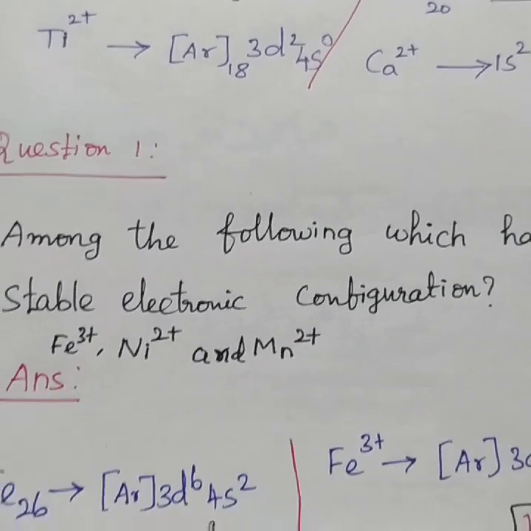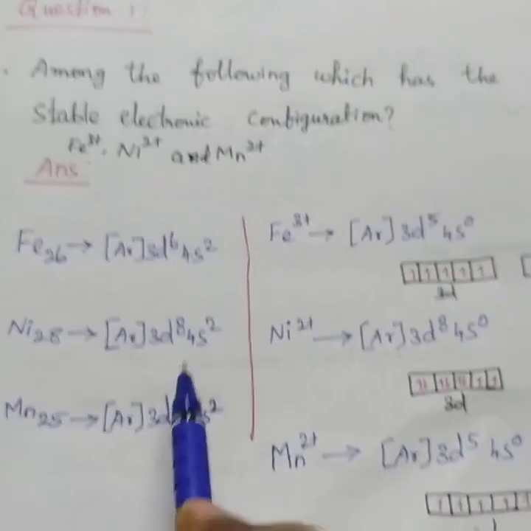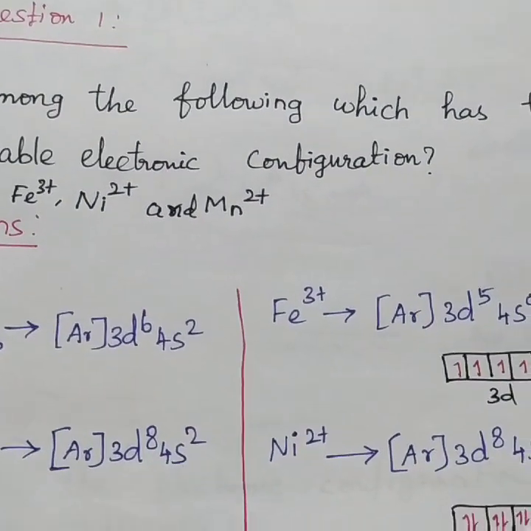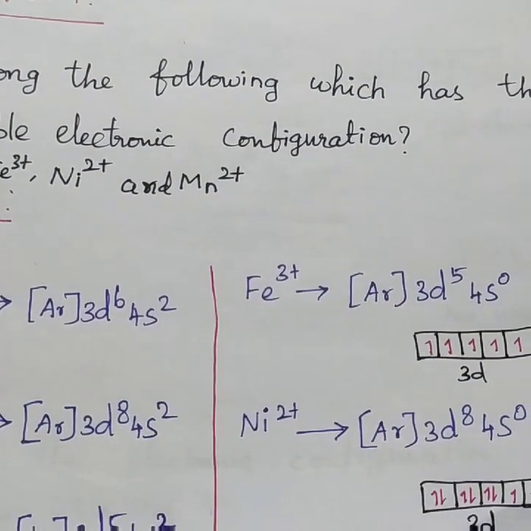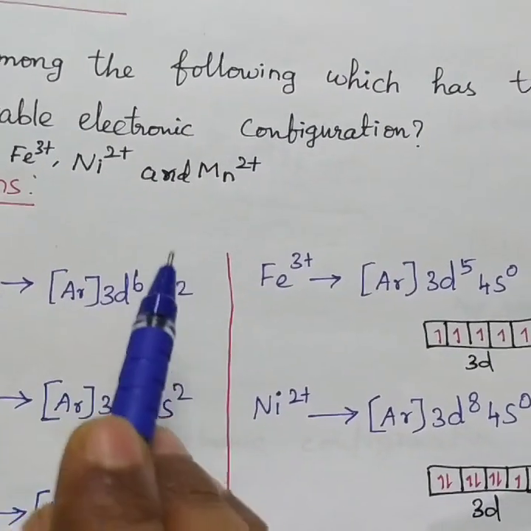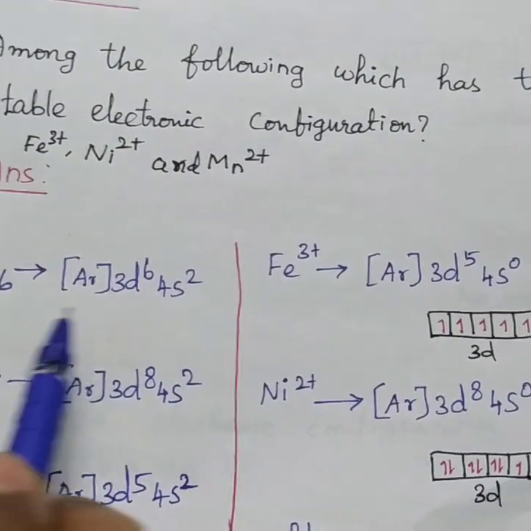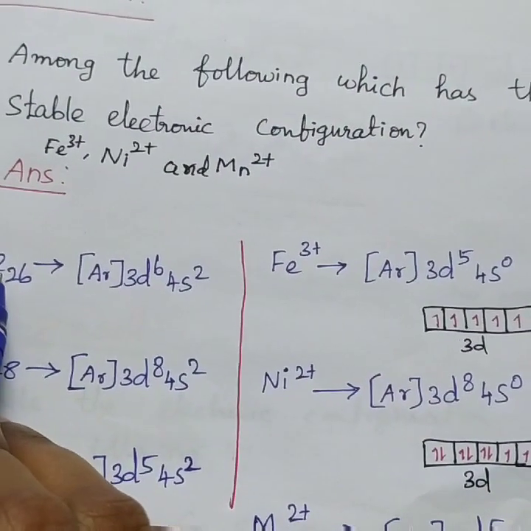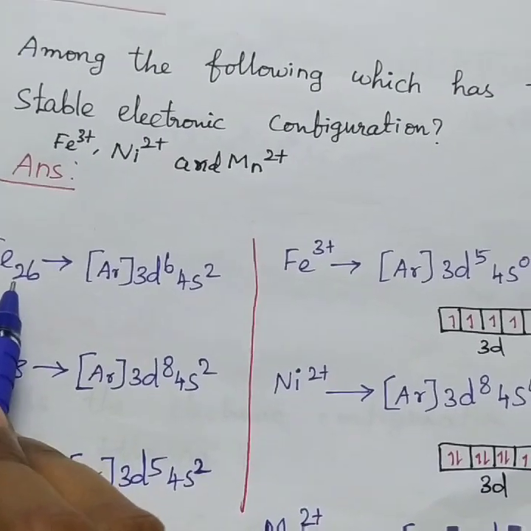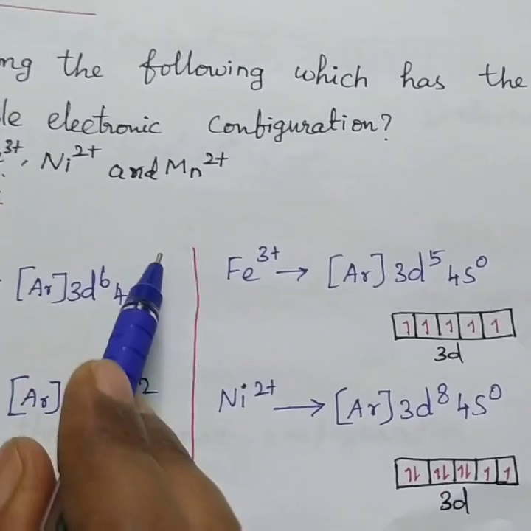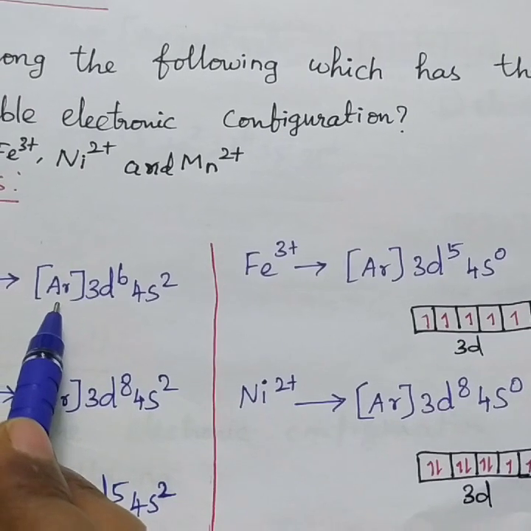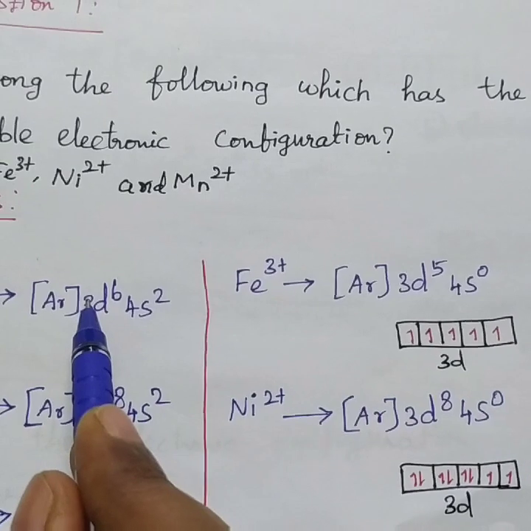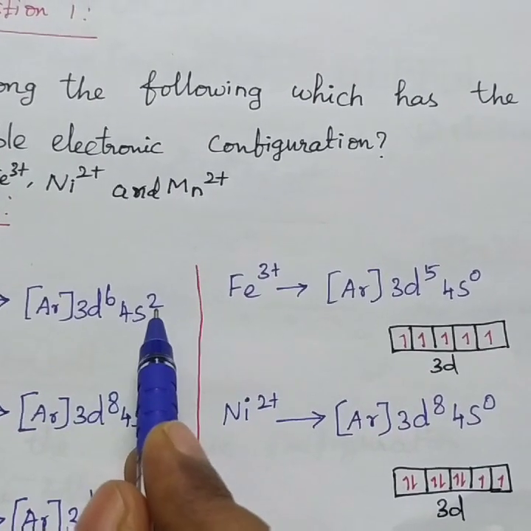Just now I said that if you are going to identify the stability of ions or atoms, before writing the electronic configuration for the ions, you should write the atom's electronic configuration. So for Fe3 plus, you write the electronic configuration for Fe. Fe has atomic number 26. For that I have written argon 18, then the remaining 8 electrons go to the next shells, 3d and 4s.